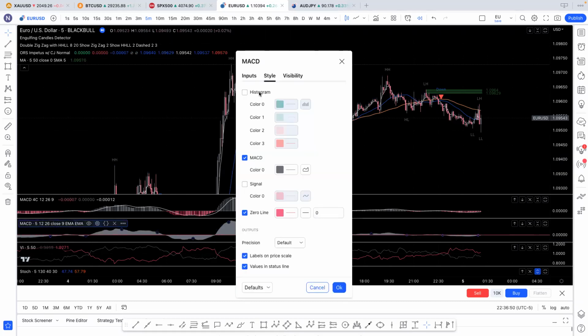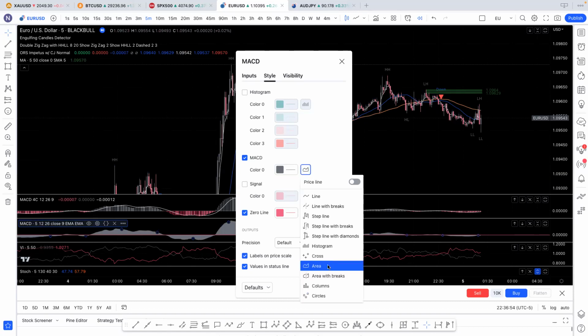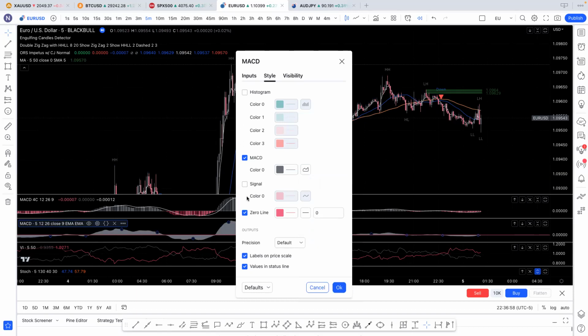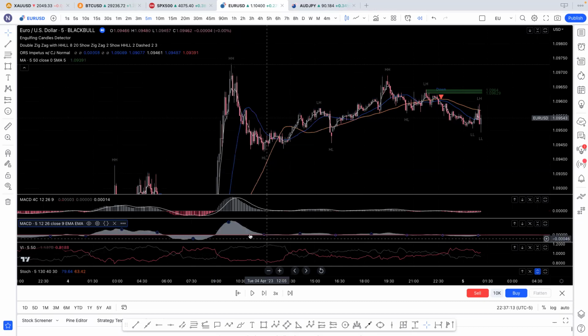I turned the histogram off. I went over to the MACD here, put it on area, and changed it to the color of my preference. I turned the signal line off, and the 0 line is on, and I put a different color on the 0 line so that I could see when the 0 line breaks. So that's for this particular oscillator.